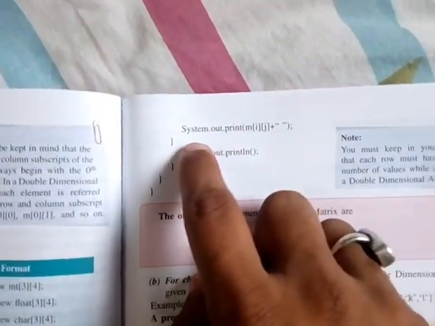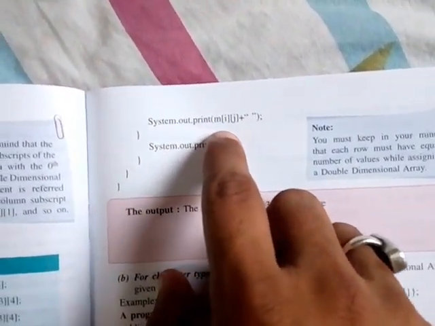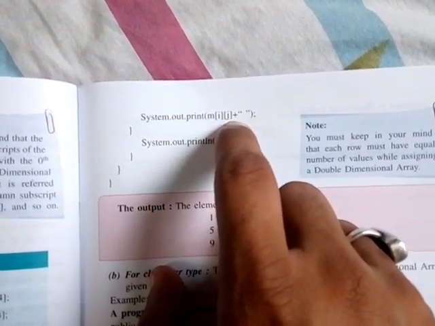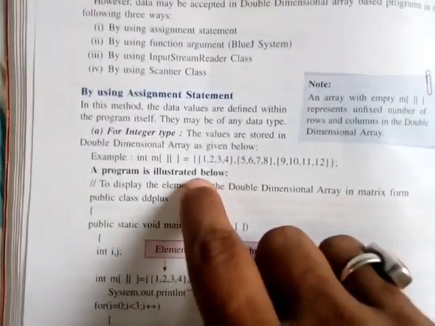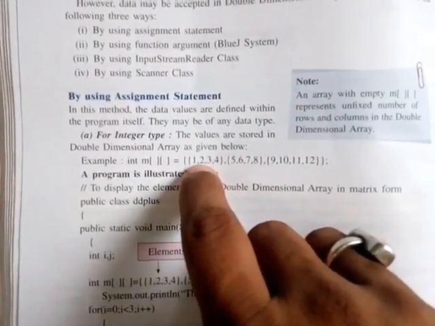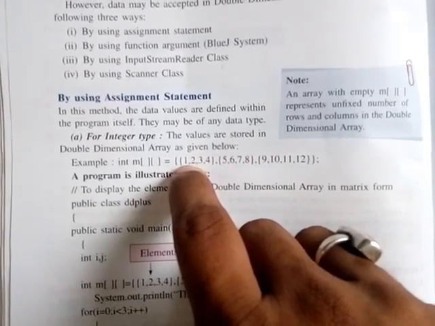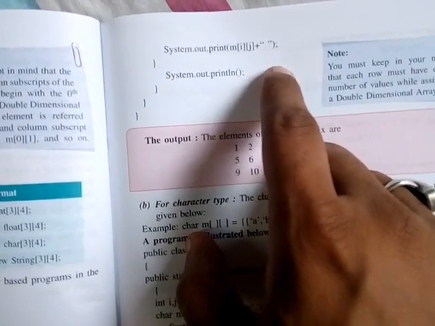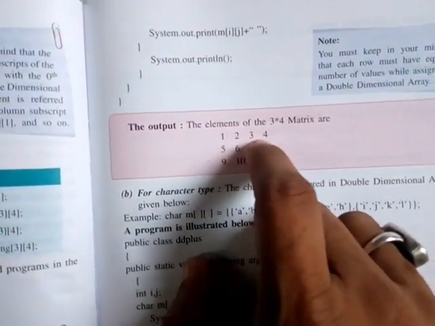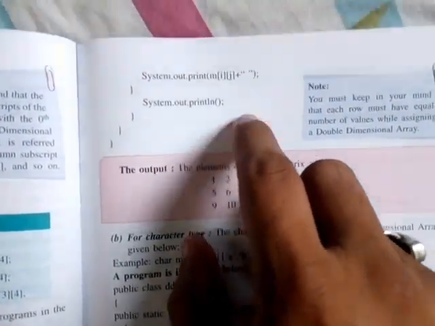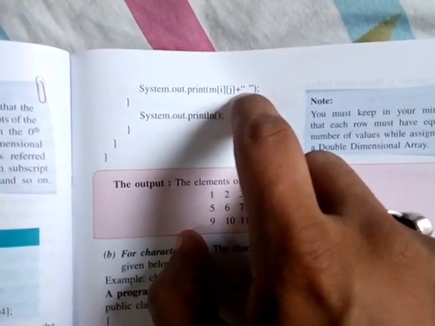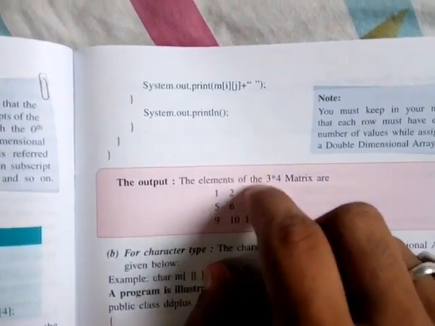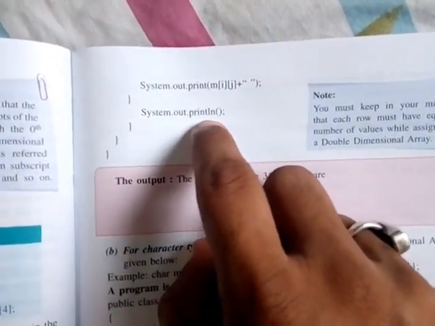Then here you see System.out.print. m[i][j] means it will print the value at the 0, 0th position, which is 1. So first it would print 1, then it would print 2, like this. See the output: 1 2 3 4, and you can see there is a gap between 1 and 2. Why? Because I have already used a plus gap, that is why it has printed the gap also. And after that System.out.println.